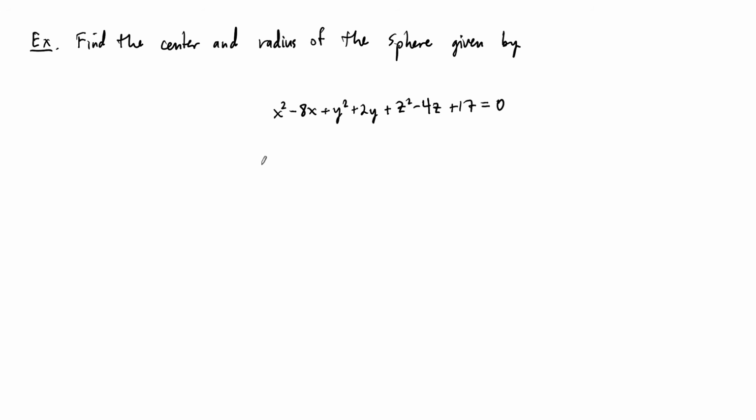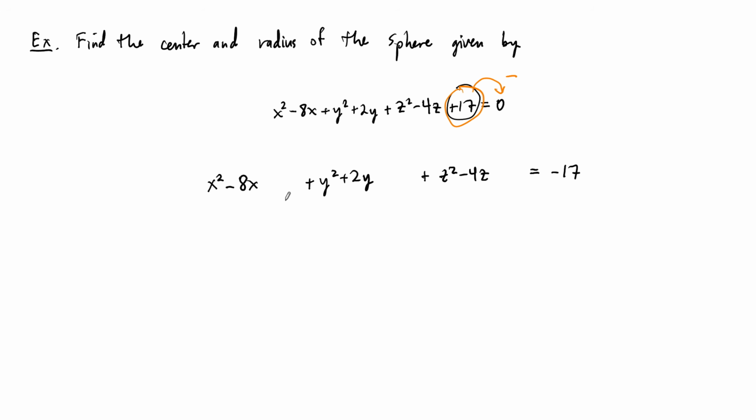So what I'm going to do is write down the first couple terms and leave some room here: x squared minus 8x, leave some room, plus y squared plus 2y, leave some room, plus z squared minus 4z, leave some room, equals, and at this point I'm going to move this 17 to this side. But how do I do that? I have to subtract it, right? So on this side, I end up with a negative 17.